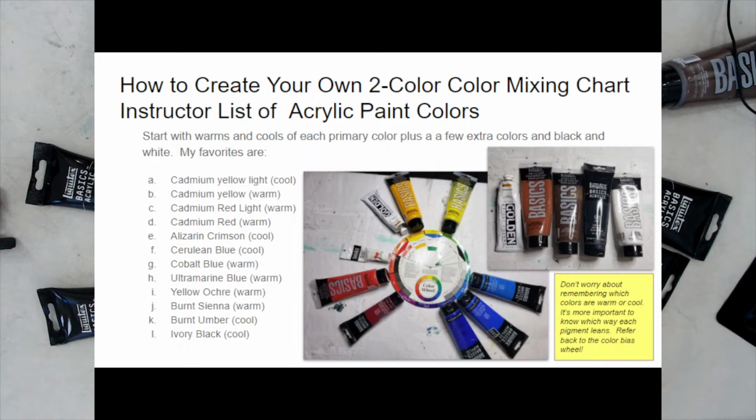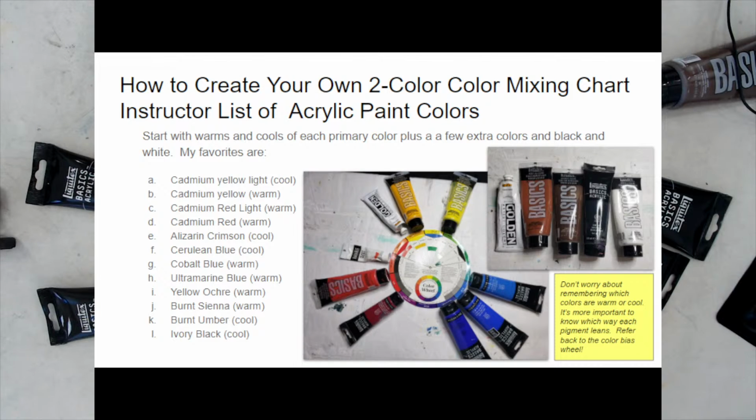Cadmium red, still reflecting more orange. Alizarin crimson is considered cool because it reflects more violet. Cerulean blue is considered a cool because it reflects more green. Our cobalt blue and ultramarine blues, they're considered warm because they reflect more red or violet. We have the yellow ochre, that's warm. The burnt sienna, that's warm because burnt sienna, again, is dark orange.